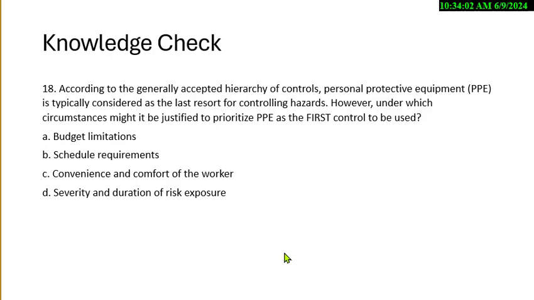So according to the generally accepted hierarchy of controls, PPE is typically considered the last resort for controlling hazards. However, in which circumstances could it be justified to prioritize PPE as the first control to be used? Boy, this is a controversial question. A, budget limitations. B, schedule requirements. C, convenience and comfort of the worker. D, severity and duration of risk exposure. Very good. It is D.